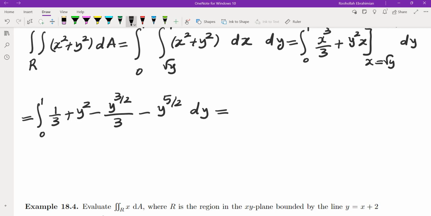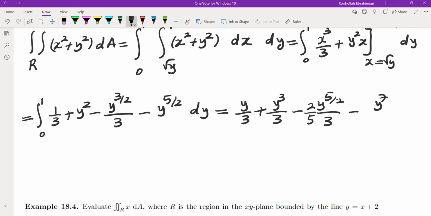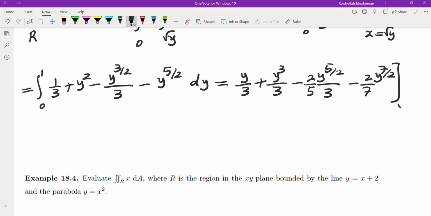Next, we're going to integrate. We get y over 3 plus y cubed over 3 minus y to the 5/2 times 2/5, and then divided by 3. Minus y to the 7/2 divided by 7/2, which is times 2/7. And this is from y equals 0 to y equals 1. Of course, at y equals 0, everything is 0.